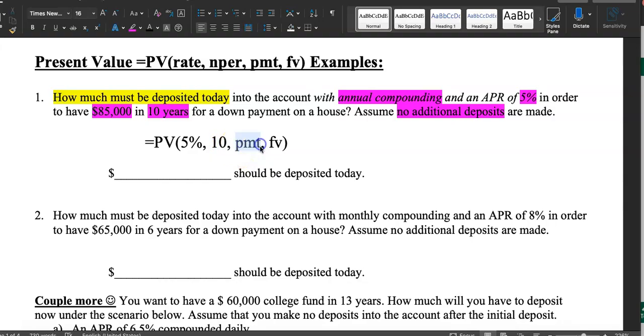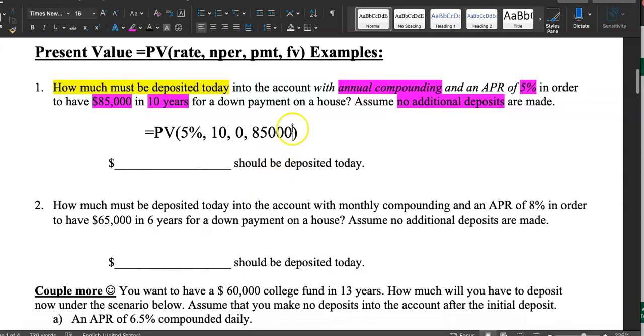Now, what about this part? PMT, payment amount. Are we making any payments? No, right? They said assume no additional deposits are made. So for PMT, type in 0. No payments are made. Now, what about the future value? How much money do we want to have in the future? We want to have 85,000. Now, this is it. If you type this in Excel, it will tell you what the present value should be.